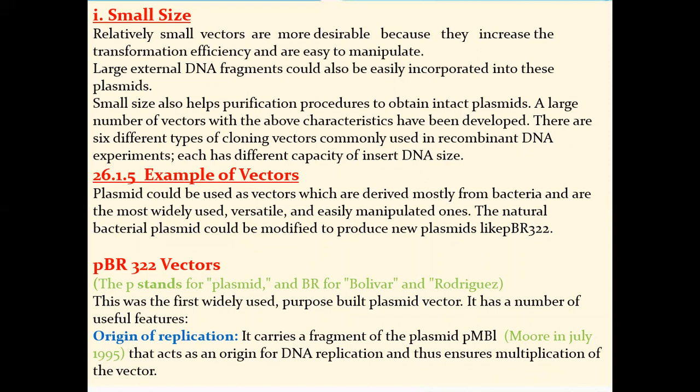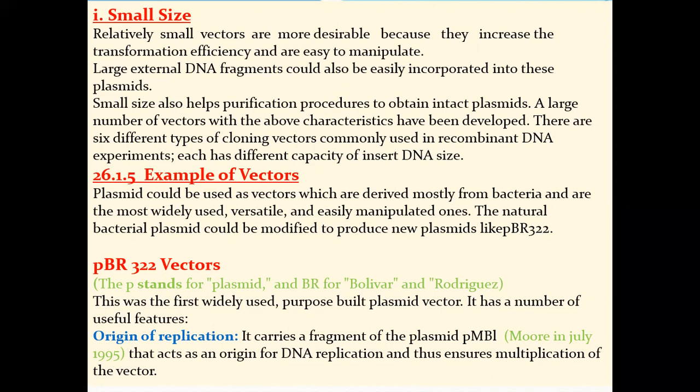A large number of vectors with the above characteristics have been developed. There are 6 different types of cloning vectors commonly used in recombinant DNA. So pBR322 is a vector which is used, which is also called a carrier. So plasmids can be used as vectors, which are derived mostly from bacteria and are most widely versatile and easily manipulated. The natural bacterial plasmid could be modified to produce new plasmids like pBR322. The p stands for plasmid, BR for Bolivar and Rodriguez, and these are the kind of हम कह सकते हैं names of the scientists.